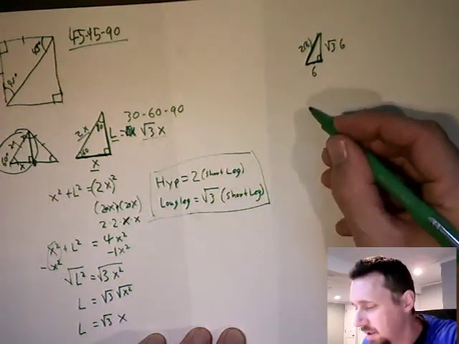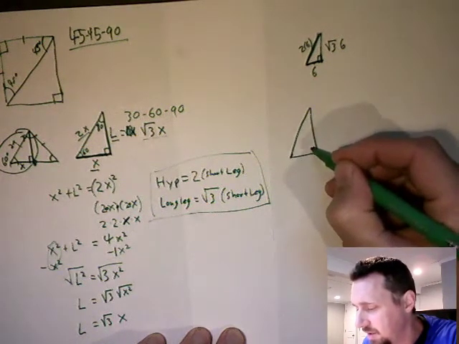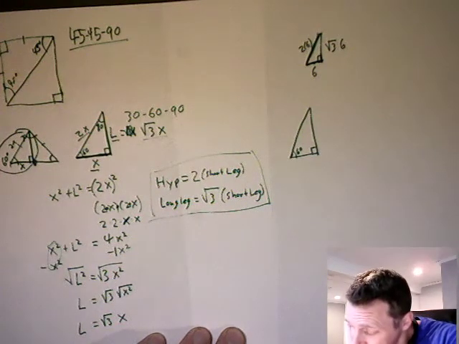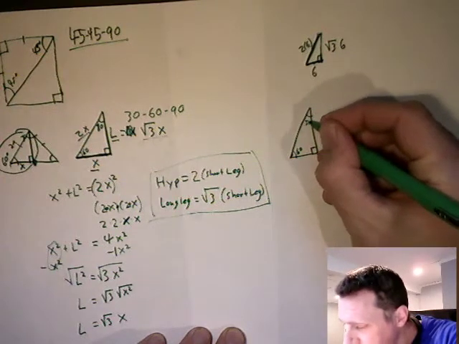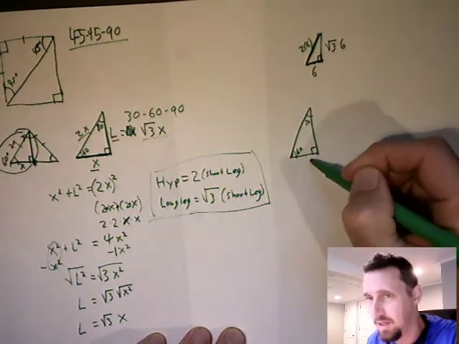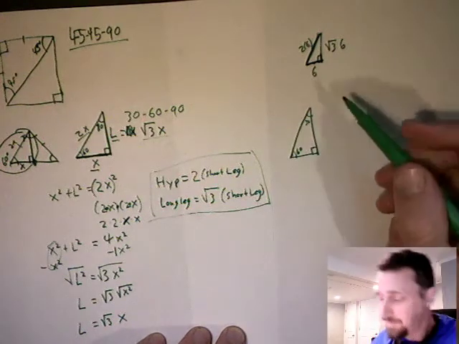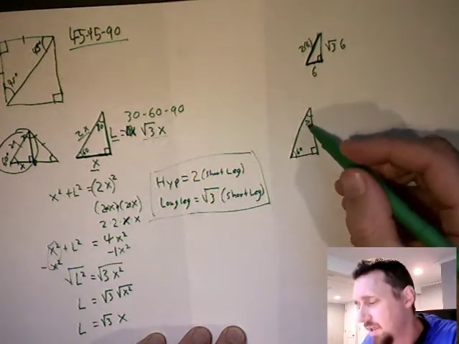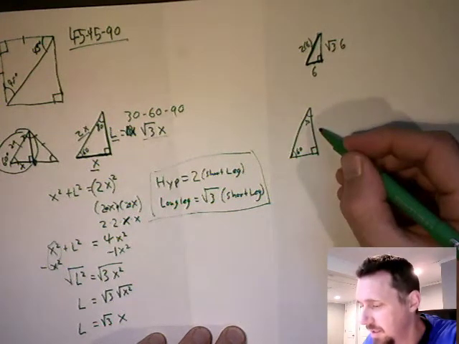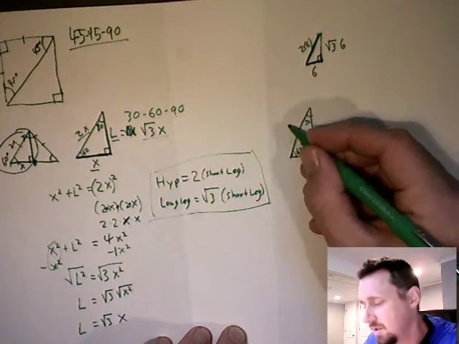So what if I'm given a 30, 60, 90 triangle, where, and by the way, the 30-degree angle is always going to be opposite from the short leg. All right, so let's say we're given the long leg, and that the long leg is, well, let's start with the hypotenuse. That's a little bit easier. So let's say we're given the hypotenuse is 10.